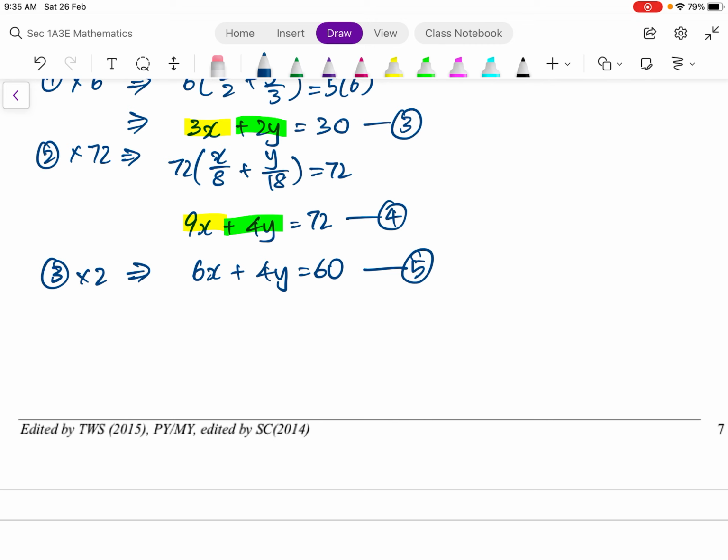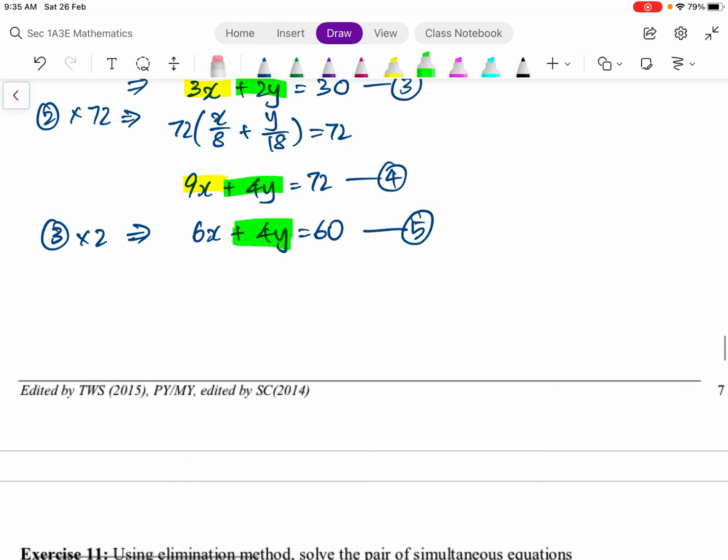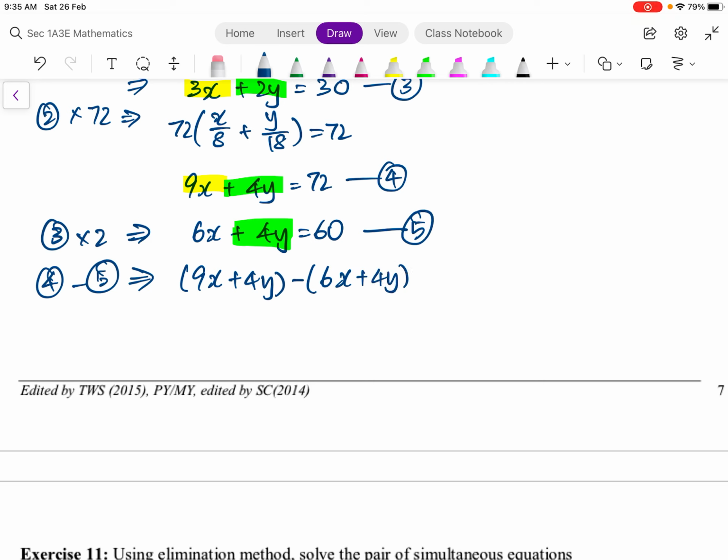Okay, so now my objective is to eliminate 4y, and I will take equation number 4 minus equation number 5. Left hand side of 4, 9x plus 4y, minus the left hand side of 5, which is 6x plus 4y, we get 72 minus 60. So on the left hand side we simply have 3x. On the right hand side we have 12, and therefore x must be equal to 4.